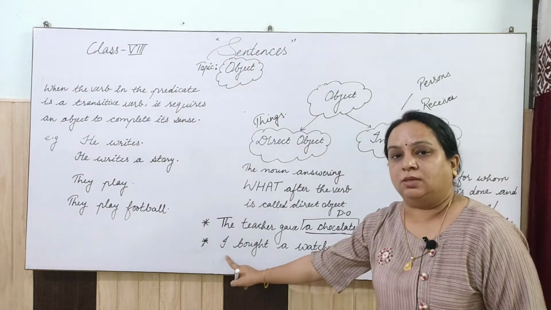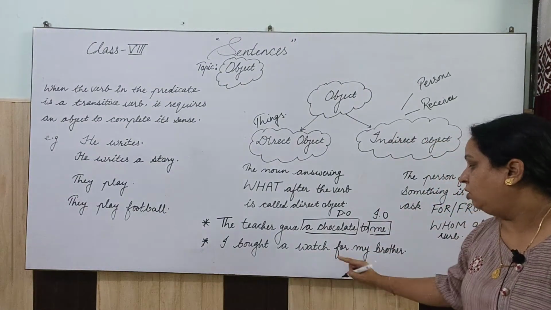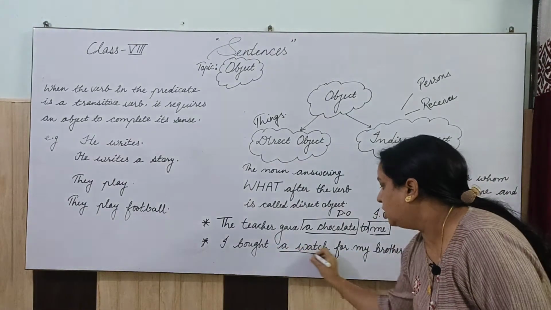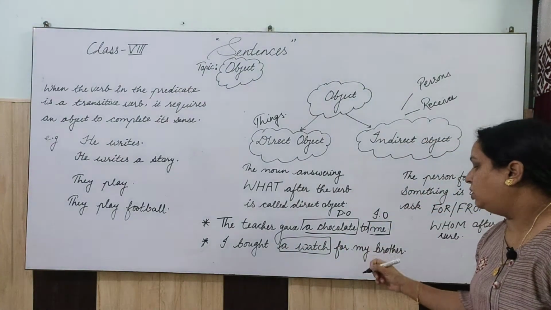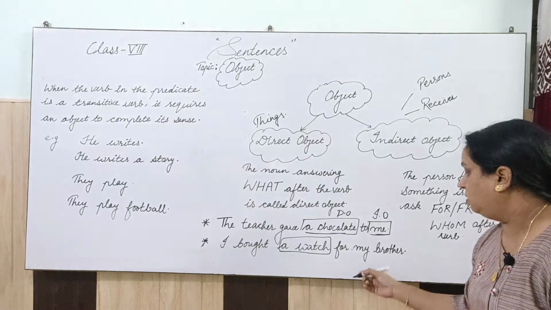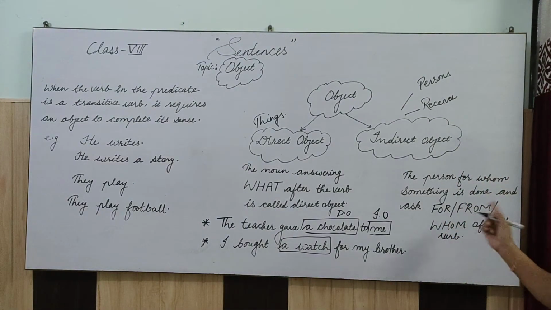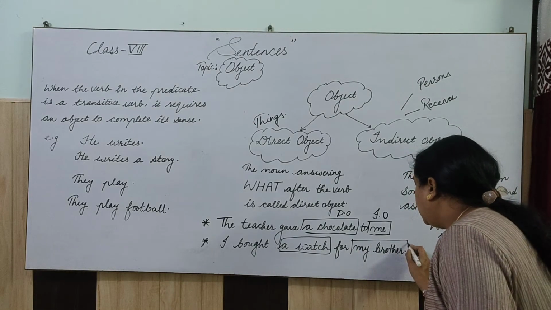So I is subject, bought is verb, a watch for my brother. Now this is verb, a watch. It is a thing. And who is the person here for whom I bought the watch? Because here for whom, we have to answer. So this, my brother, is what here?